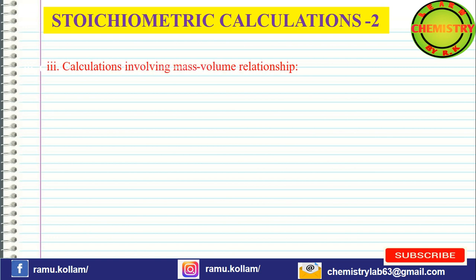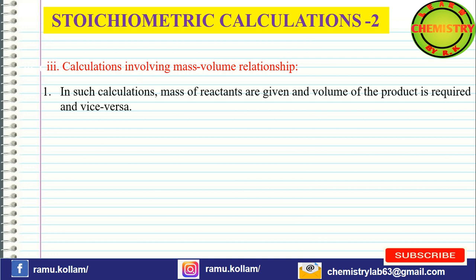Third one is calculations involving the mass-volume relationship. In this, we need to know some of the technical terms which are useful for calculations. In such calculations, the mass of reactants is given and the volume of the product is required, and vice versa. Then, 1 mole of any gas occupies 22.4 liters volume at STP. Here STP means standard temperature and pressure.